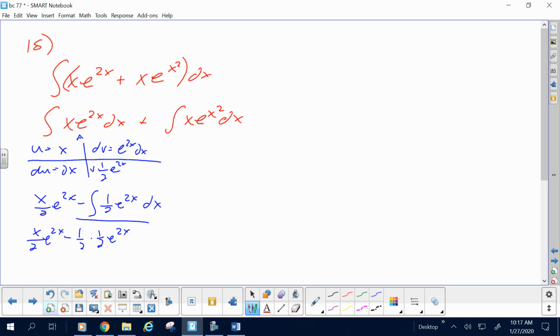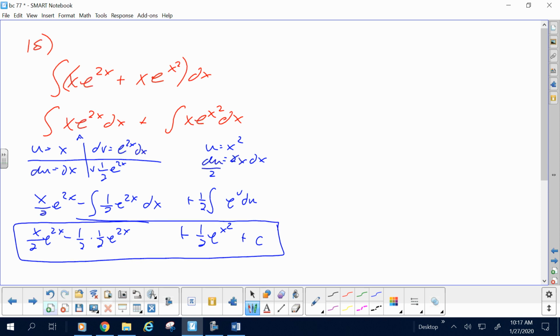You with me? Okay, what's the approach on the other one? U substitution: u is x squared, du is 2x dx. We do not have the 2, so bring it over. It becomes the integral of one half e to the u du. So one half e to the u, might as well sub back at the same time: one half e to the x squared. So two separate approaches. You down?